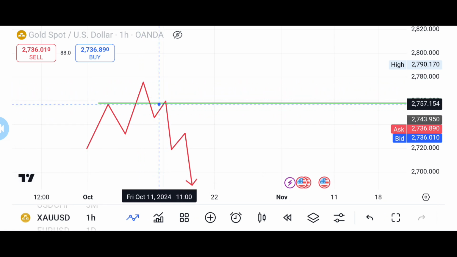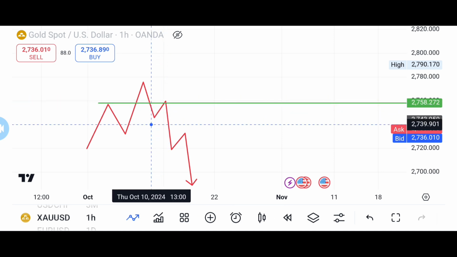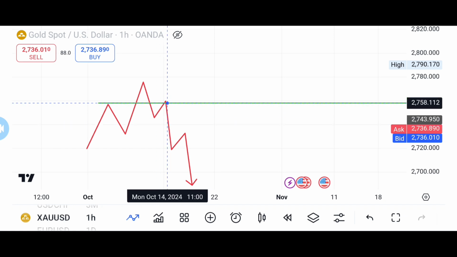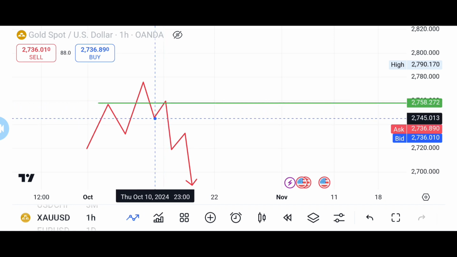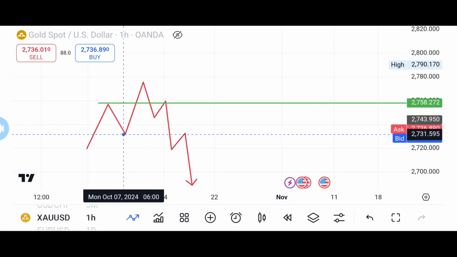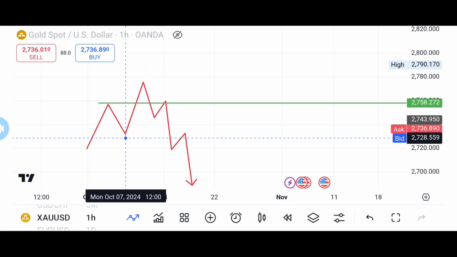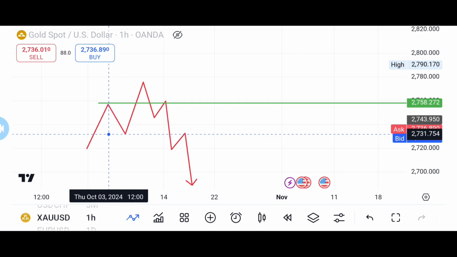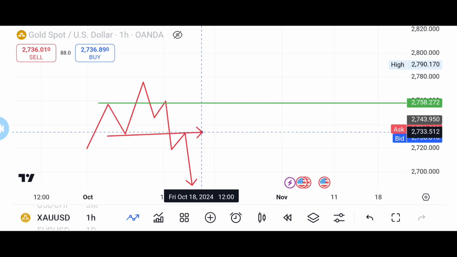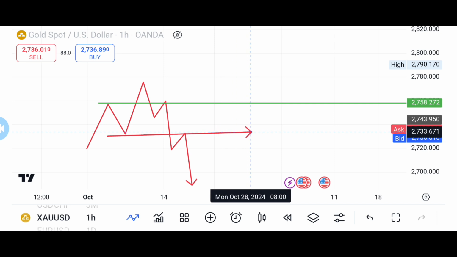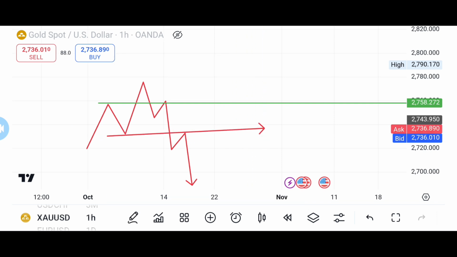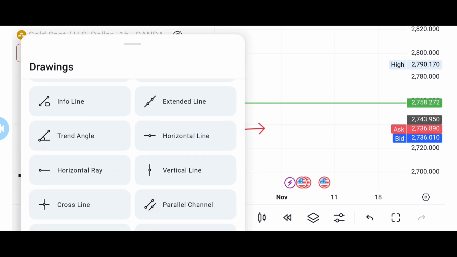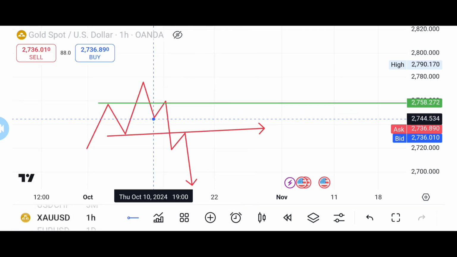Now here, where is our neckline? Are we together? Let us ask ourselves, is this our neckline, or is this our neckline? So which is our neckline, guys? I always say that will be our neckline. Why? I know the majority will say that the first lower low will be our neckline.